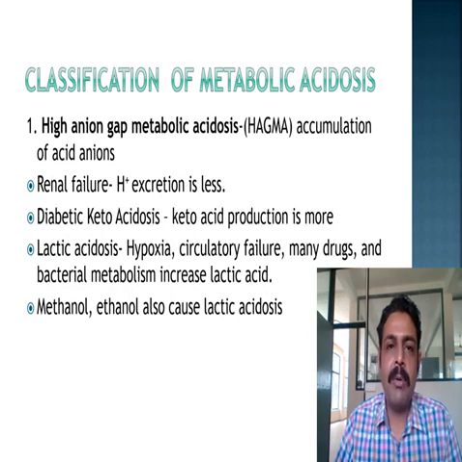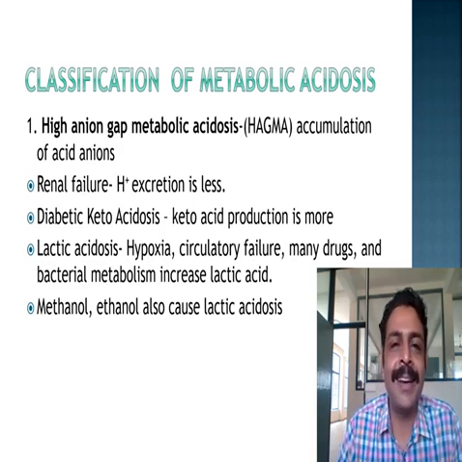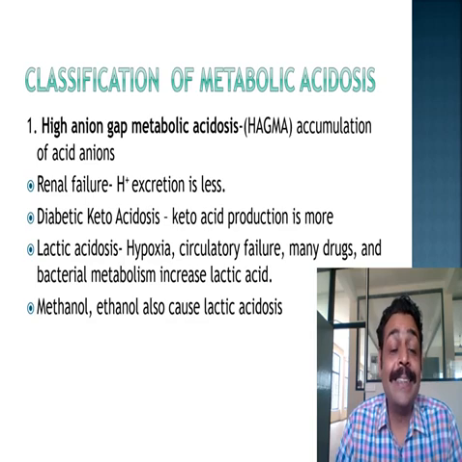The first type of metabolic acidosis is high anion gap metabolic acidosis, HAGMA. It is because of accumulation of acid anions. What happens in renal failure? Your H plus excretion is reduced. So H plus will accumulate in renal failure, leading to metabolic acidosis. Then diabetic ketoacidosis, where ketoacid production is more, and lactic acidosis.